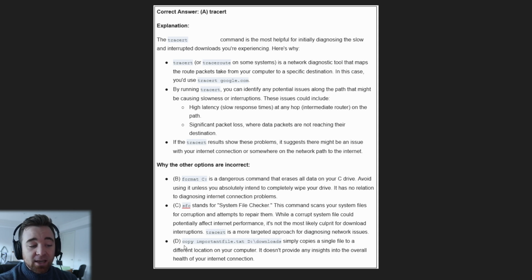And then this one, again, D, it's in the name, copy. That's simply copying that file to that location, right? We're not trying to copy, we're trying to test our internet connection.